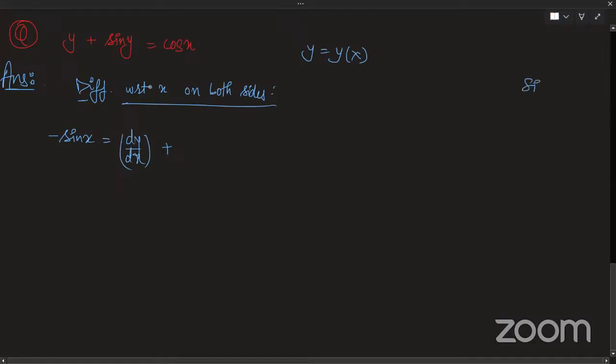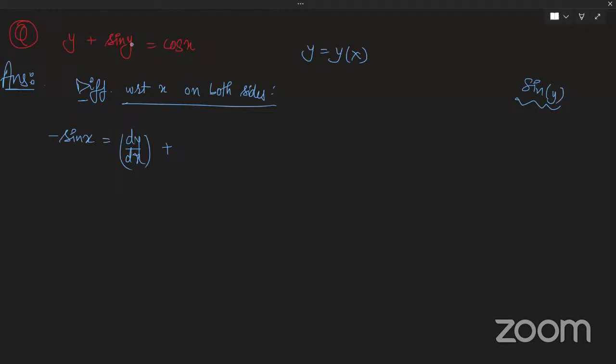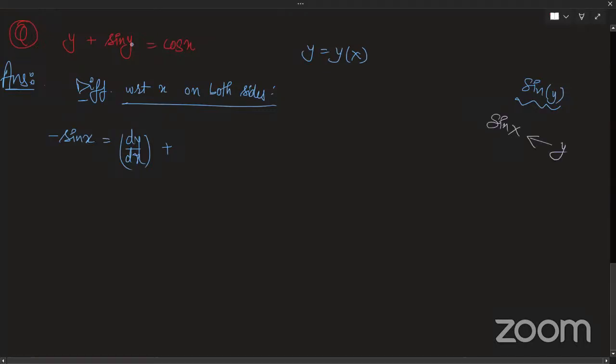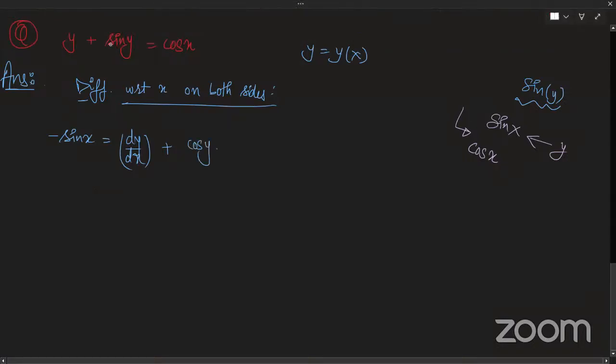Sine of y. Can you tell me which function has been inserted inside which function? You can see easily, sine x, inside that y has been inserted, right? Yes, sir. So you approach from the outermost side. The first function that you get is sine x. You differentiate it, you get cos x. So what will be the first term that I write over here? Cos y, sir.